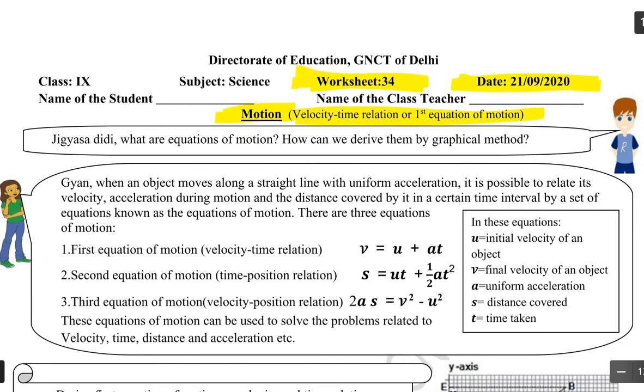Let's read it out. Gyan says, Jigyasa Didi, what are equations of motion? How can we derive by graphical method? Jigyasa says, Gyan, when an object moves along a straight line with uniform acceleration, it is possible to relate its velocity, acceleration during the motion, and the distance covered by it in a certain time interval by a set of equations known as equations of motion.